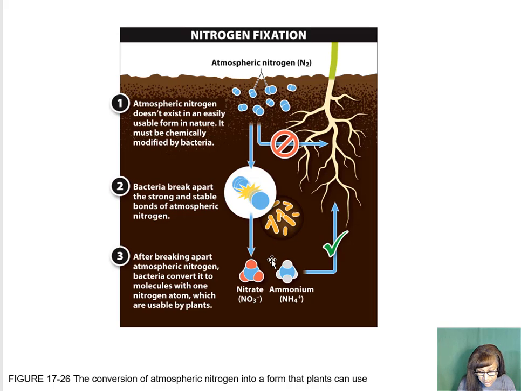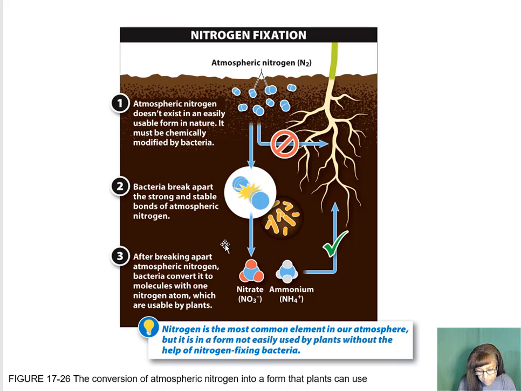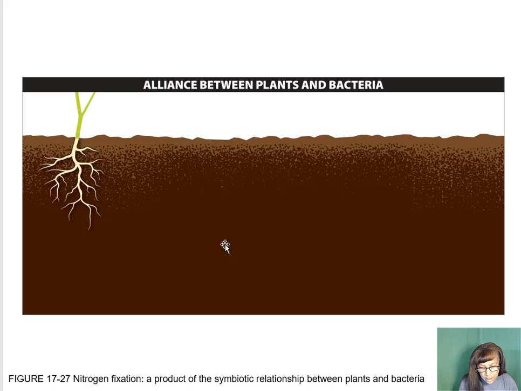So you can see here. Nitrogen is the most common element in our atmosphere, but it's in a form that's not easily used by plants without the help of nitrogen-fixing bacteria. So let's look at this alliance between plants and bacteria.